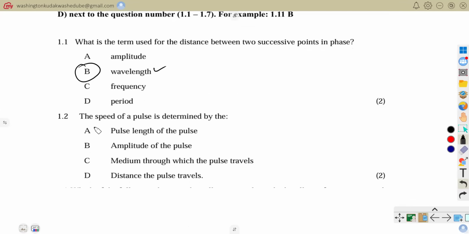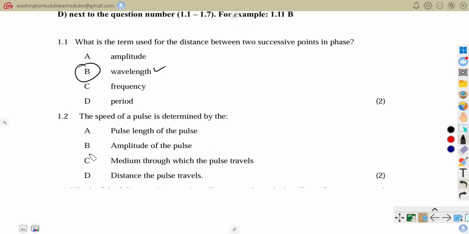1.2 is now saying the speed of a pulse is determined by the what? What determines the speed of the pulse? Is it the pulse length of the phase? Is it the pulse length of the pulse? Is it the amplitude of the pulse? Is it the medium through which the pulse travels? Is it the distance the pulse travels?